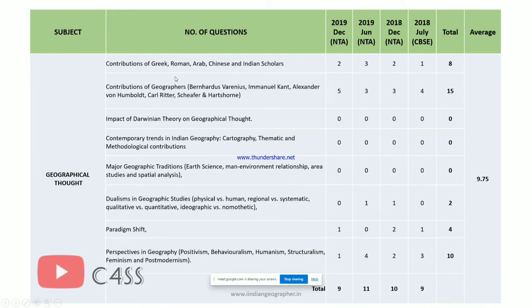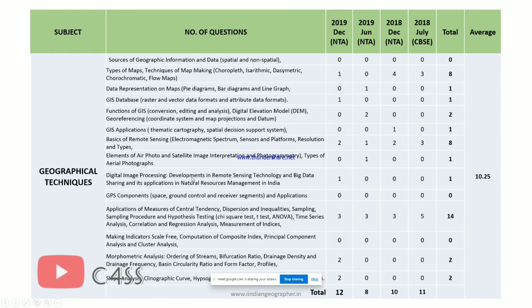So Greeks, Romans and Chinese, right? Arab and Chinese and Indian scholars. So this is very clear that they are concentrating on only these 5 categories. And geographical techniques, again you'll find the concentration is on central tendency and such kind of things, right? This is the pure statistics part of it, and you get a good number of questions from here. On an average you will get more than 10 questions from this particular segment, because this is a segment wherein lots of techniques of geography, including remote sensing, GIS, etc., everything has been included into it.